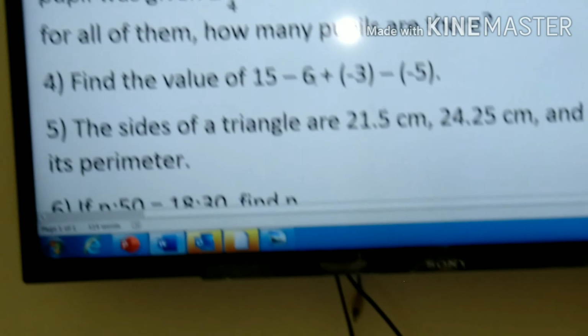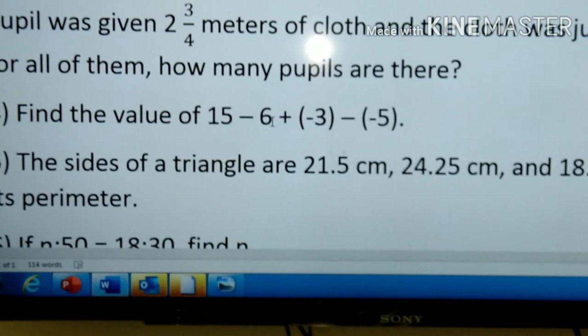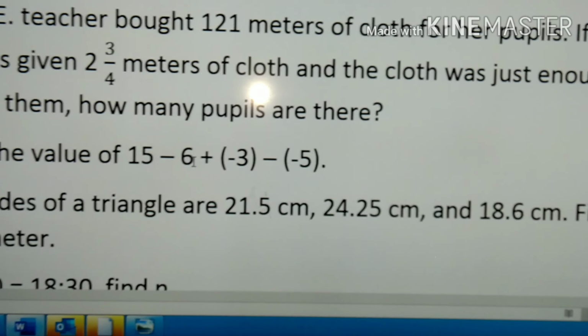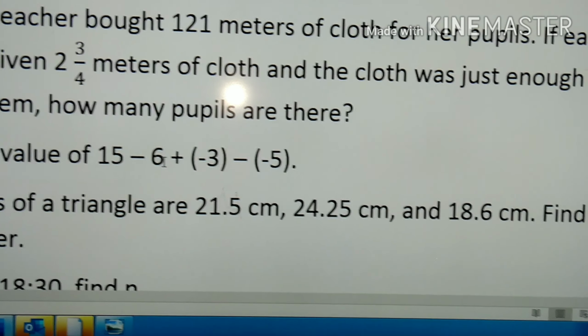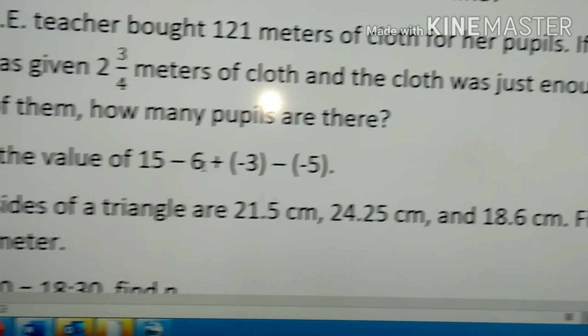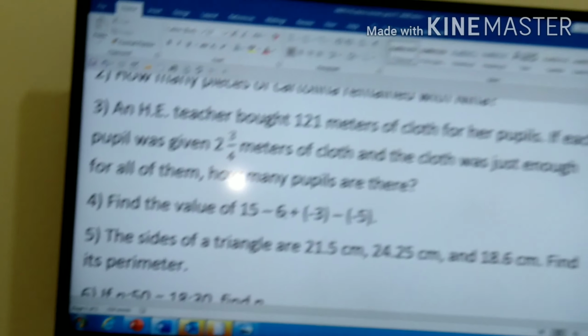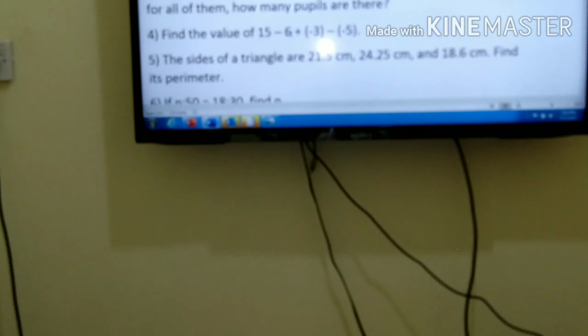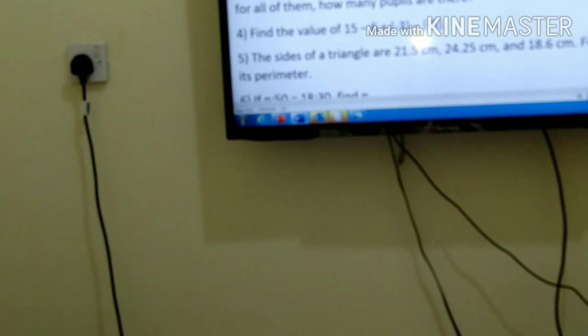So let's proceed to the next question. So we are now in question number 5. Okay, so here's the question. So kindly read it, Chloe. The sides of a triangle are 21.5 centimeters, 22.25 centimeters, and 18.6 centimeters. Find its perimeter. Okay, so how many sides are there in a triangle? Three. Okay, three sides. So show your solution. So find its perimeter.